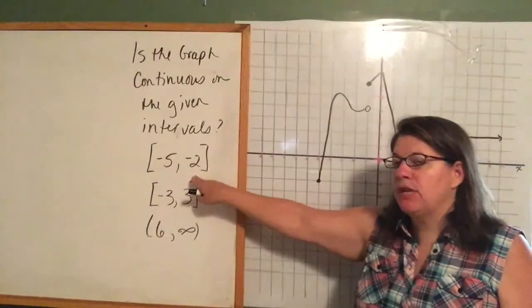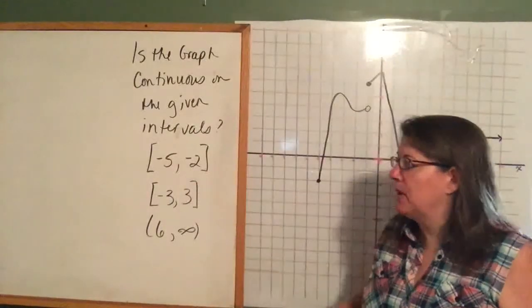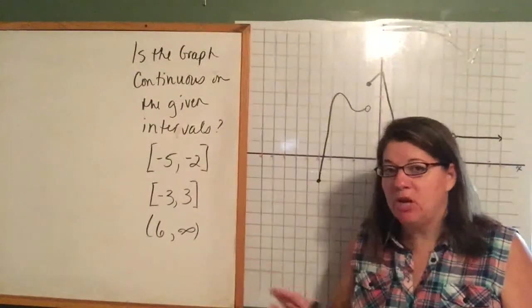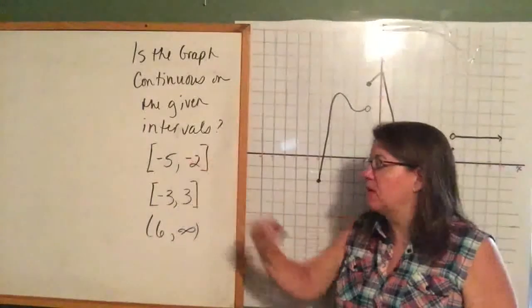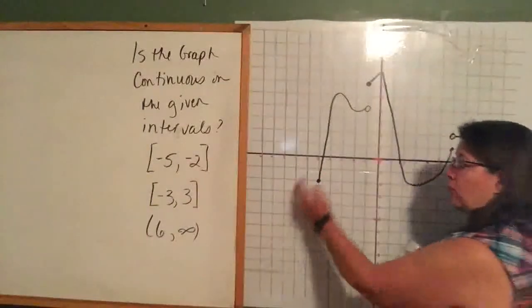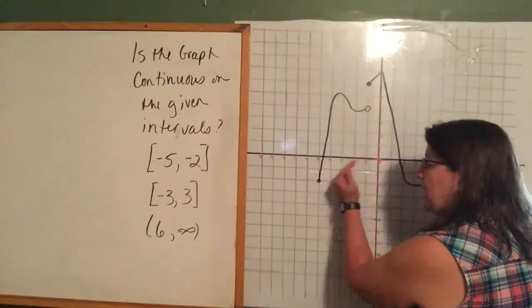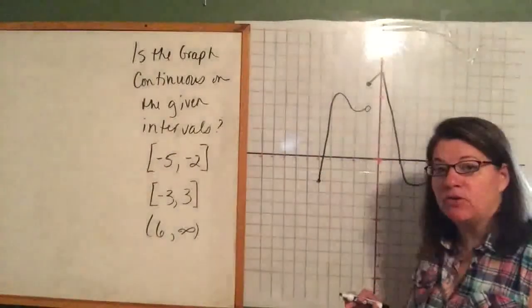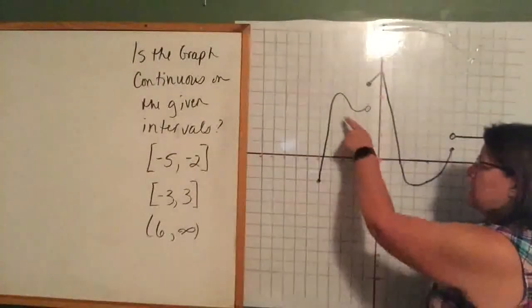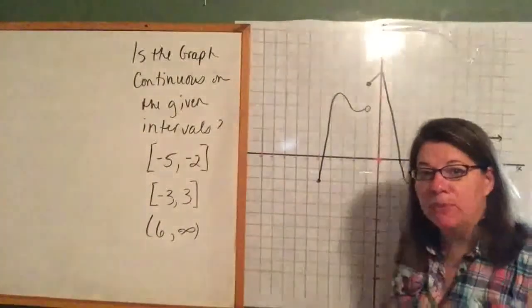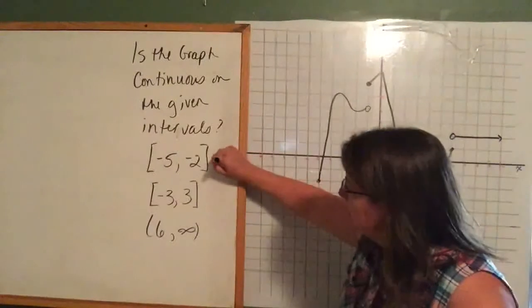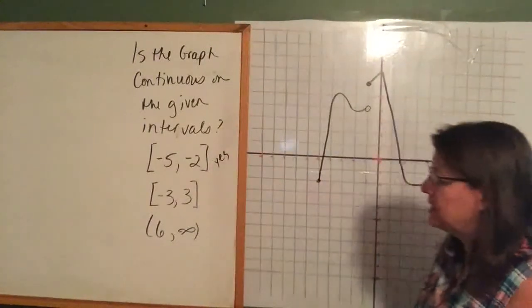You need to understand that the intervals that they're talking about, they're always talking about the x values. They will never be talking about the y values when you're talking about these intervals. So as x goes from -5 to -2, and as x includes -5 to -2, is the function continuous? And you can look at that function and see that you could draw it without lifting your pencil. So yes, the answer is continuous. So for that, we would say yes, it's continuous.